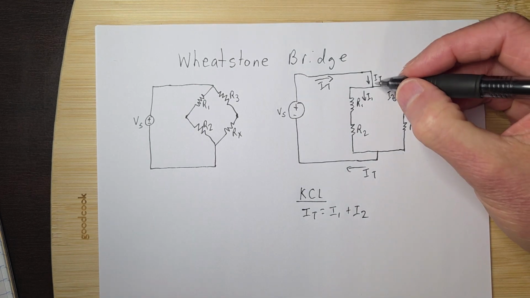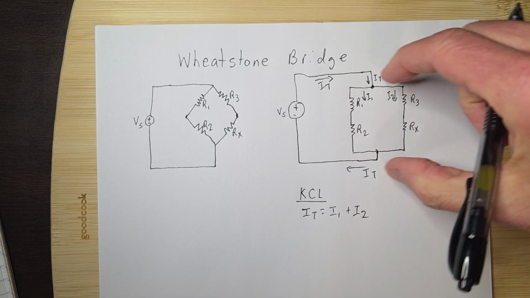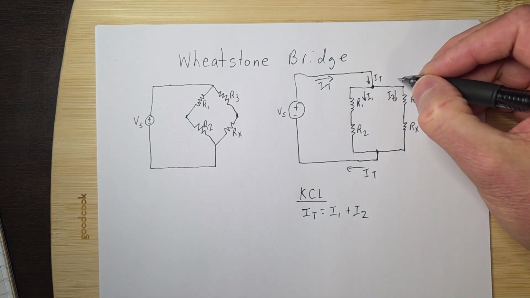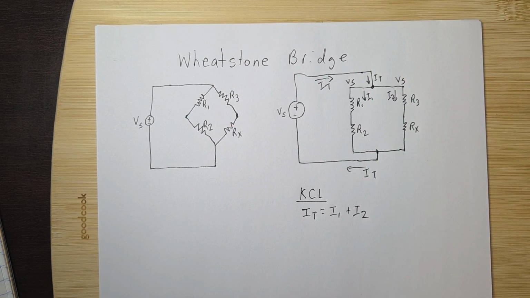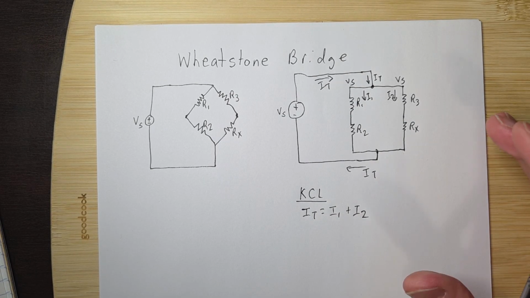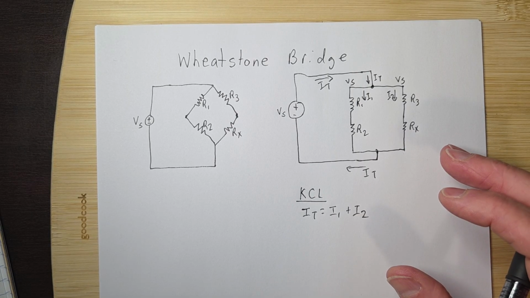Okay, and then the voltage is always the same across these nodes. So the voltage here and here and here will be VS. So this is all VS right here. That makes it easier to visualize. But it's good for measuring unknown resistance and low values of resistance.